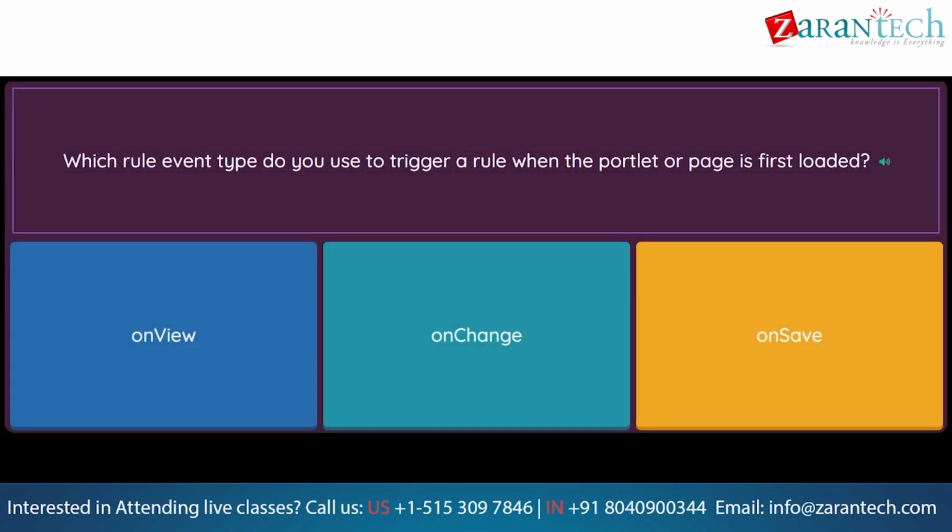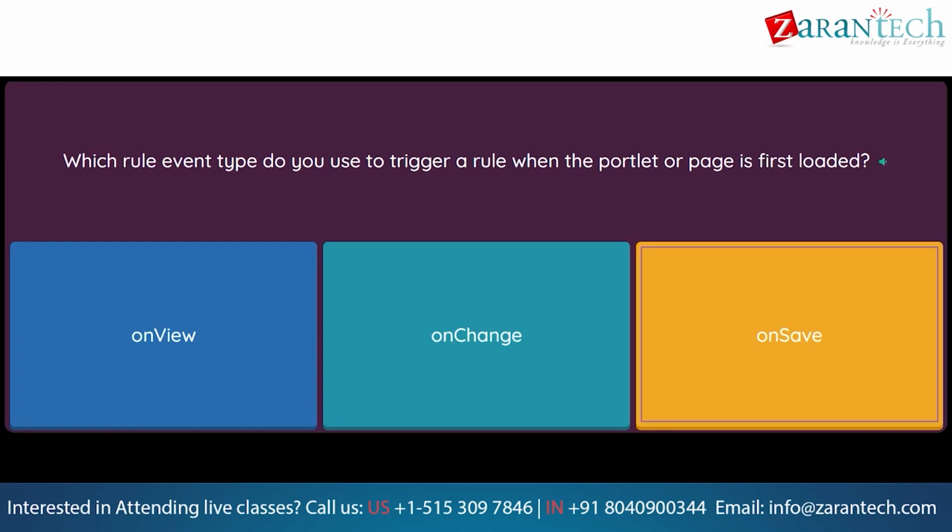Question: Which rule event type do you use to trigger a rule when the portlet or page is first loaded? Option 1, on view. Option 2, on change. Option 3, on save.